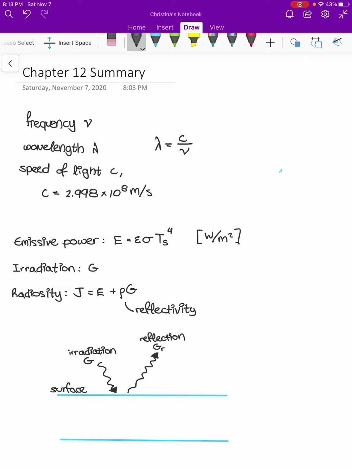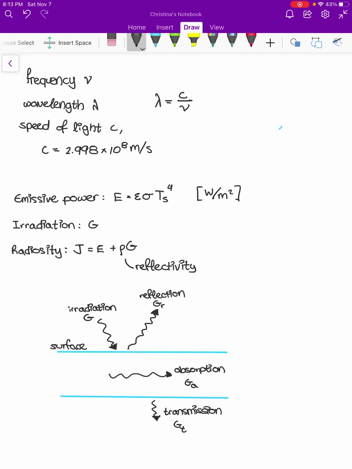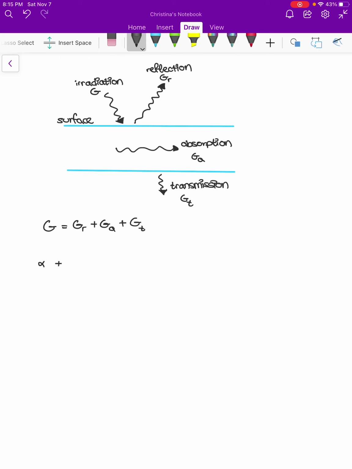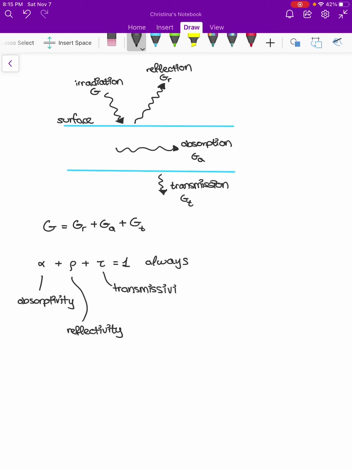Irradiation can be in the form of absorption, reflection, transmission, or any combination of the three. We define alpha to be the absorptivity, which means it is the fraction of irradiation that is absorbed. Similarly, rho is reflectivity, and it is the fraction of irradiation that is reflected, and tau is transmissivity, which is the fraction of irradiation that is transmitted.